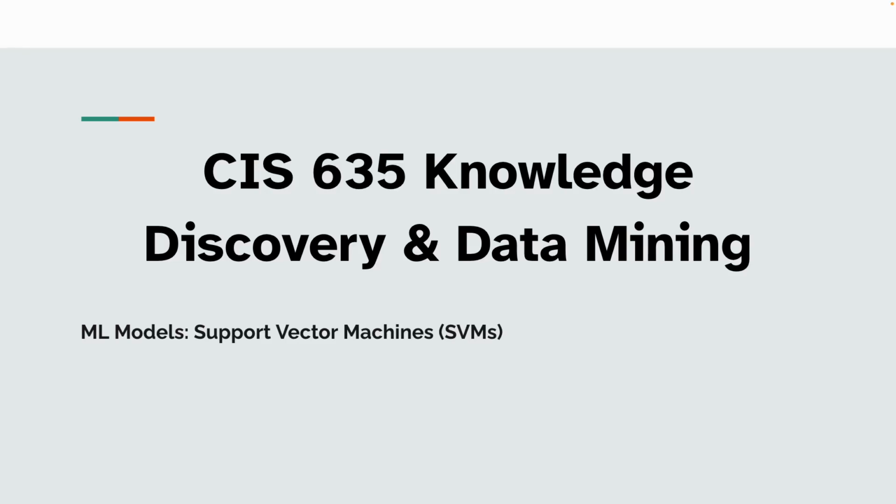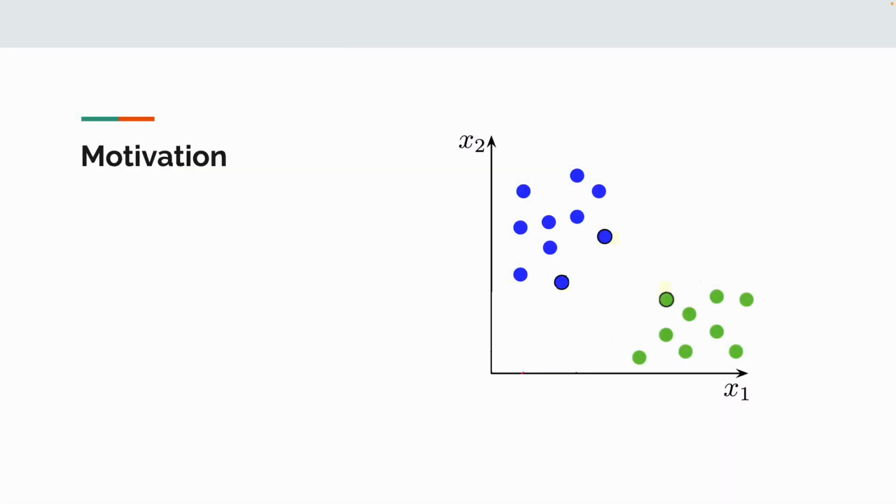In this lecture, we will be discussing one very popular machine learning model, what we call support vector machines. Let's start with an example. Here we are given two sets of points. Some are blue dots and some are represented through green dots.